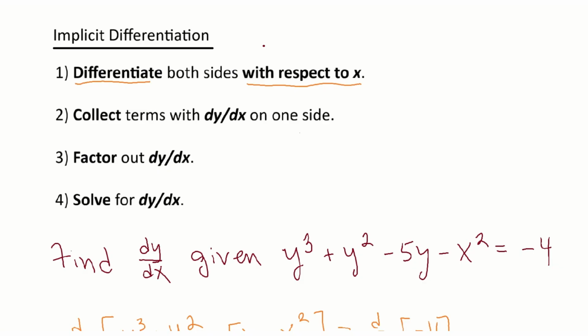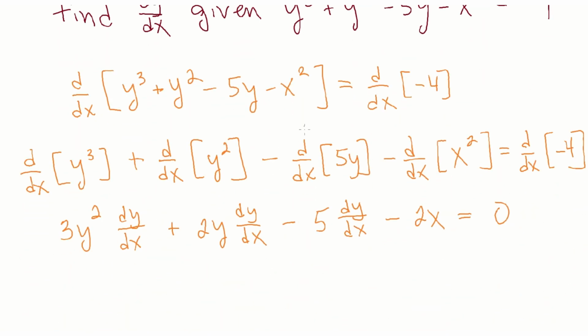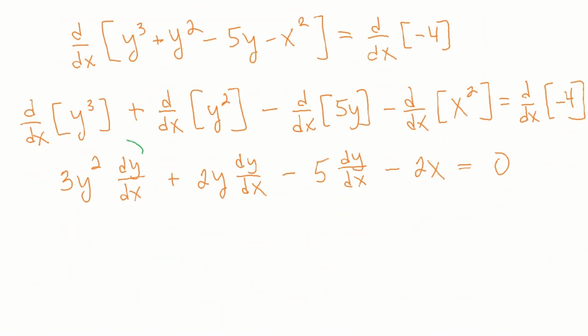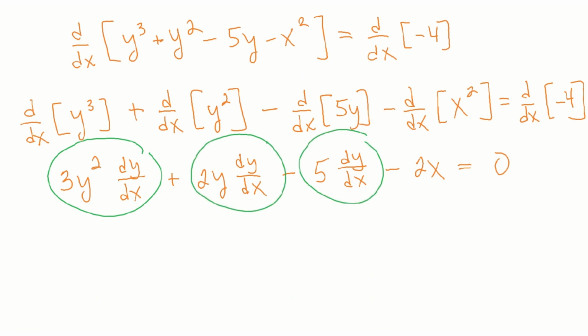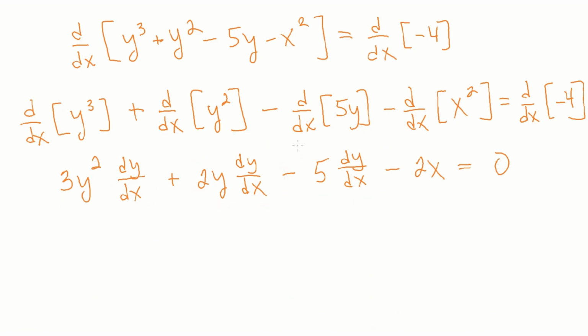Step 2. Let's collect all the dy dx terms on the left side of the equation and move all the other terms to the right side. In our equation, we have 3 terms with dy dx in them, and they're already on the left side. But this negative 2x term doesn't have a dy dx. So let's add 2x to both sides to move it over to the right side of the equation.